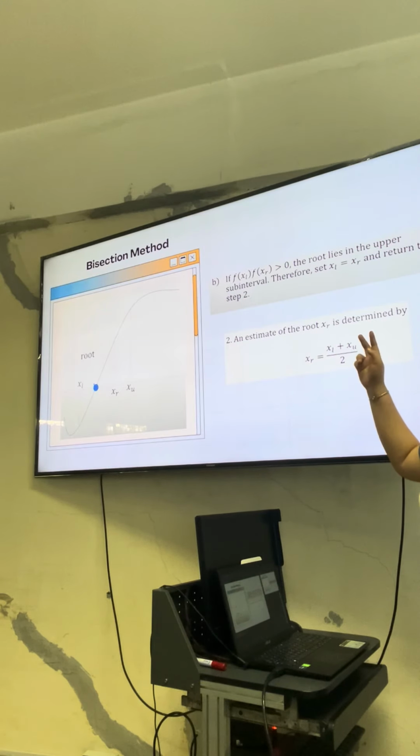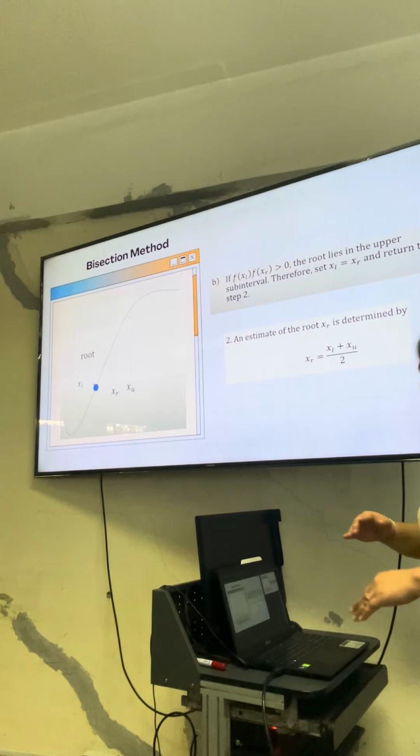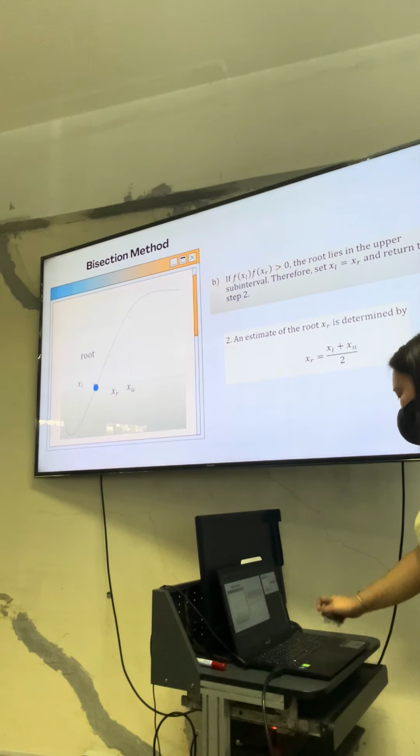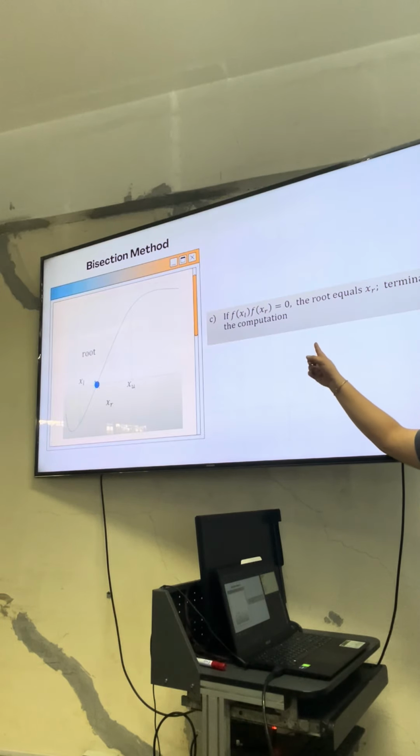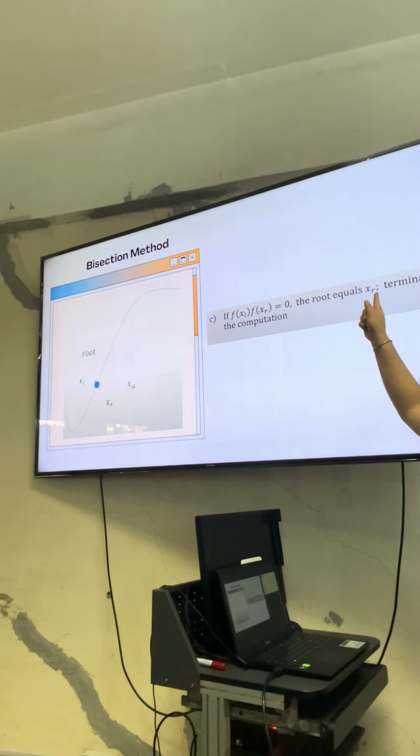Letter B. If the function of our x sub l multiplied with the function of our x sub r is greater than 0, then the root lies in the upper subinterval. Therefore, you must set your xl equal to xr and return to step 2. Why return to step 2? Because we need to iterate. Approximate again and again. Okay? After that, if and only if the function of xl multiplied with the function of xr is equal to 0, the root equals xr. Then, terminate the computation.